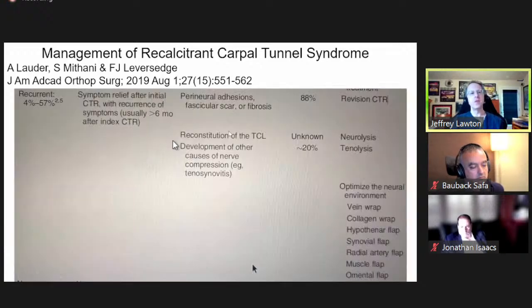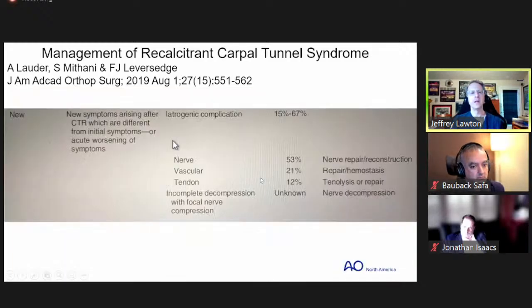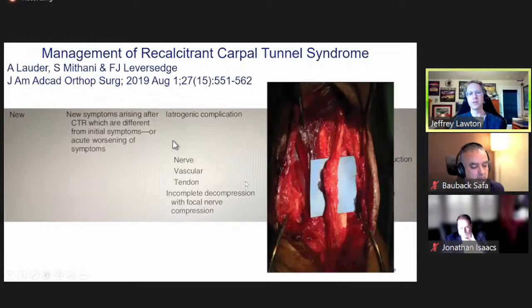Again, they did find recurrence, and most series quote a number in the 12 to 15% range. But in all series, all comers, recurrence may be as high as 57%. And again, carpal tunnel release, perhaps doing something to optimize the environment, and we can talk about different options for that later. And finally, the new symptoms, and these were associated with an iatrogenic complication, meaning nerve injury, as you see here from their article.